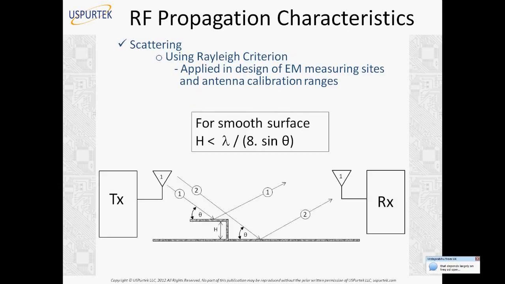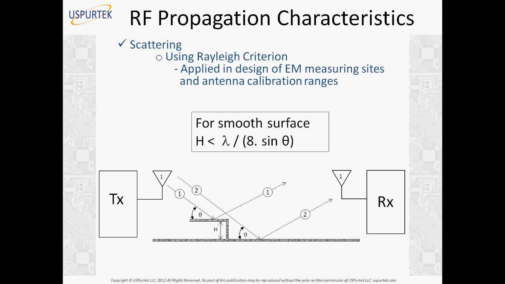Where is this criterion used? Of course, it is used when we are designing electromagnetic measuring sites, or when we are trying to calibrate antennas. Go to any company that manufactures antennas, these cell towers. They always have a calibration range, and they will use this Rayleigh criterion there. They will actually simulate those rough and smooth surfaces to see how their antenna performs and how the signal level changes.